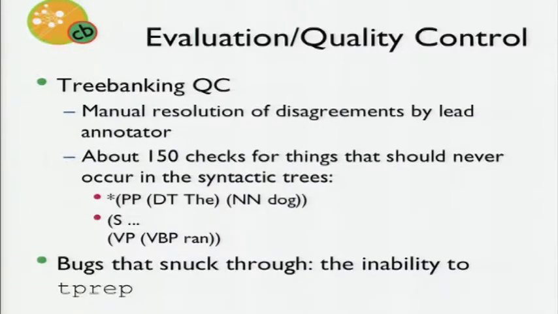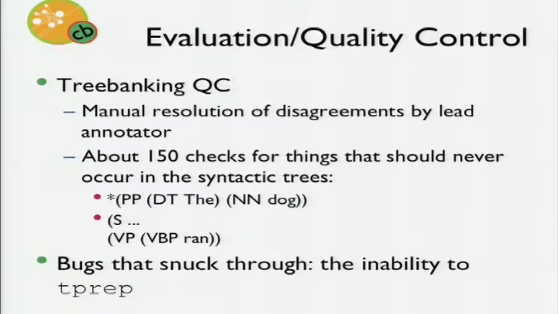So I want to talk a little bit about evaluation and quality control, and I'll come back to the notion of inter-annotator agreement in the course of this part of the talk. So the quality control for the tree bank, or the syntactic analysis, was first of all manual resolution of disagreements between the annotators by the lead annotator. And then we used a software tool called Corpus Search that did about 150 checks for things that should never occur in the syntactic trees.